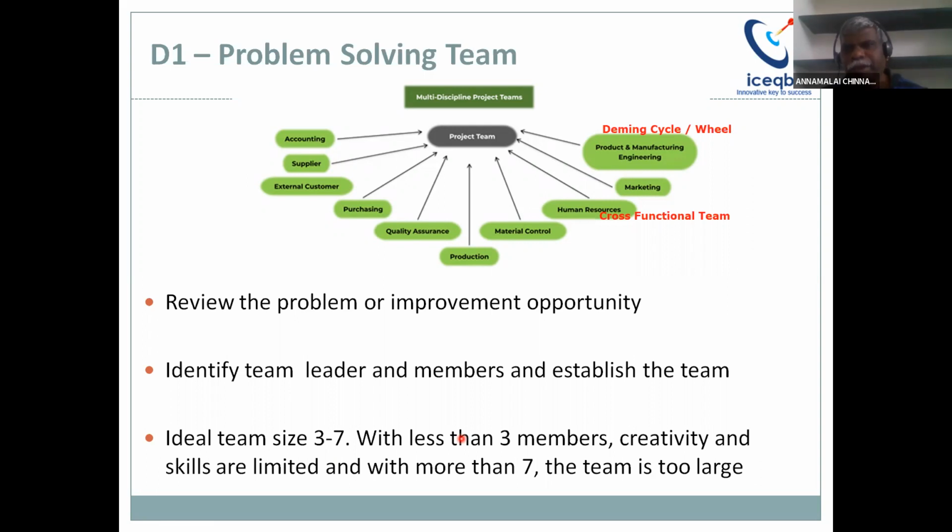And then there will be a shortage of ideas, and you will not be able to come out with an effective analysis of the root cause or an effective solution. So that is why fewer than 3 members is not advisable. At the same time, more than 7 members is also not advisable, because the team size is very large, and managing that particular team may become a problematic area. So the ideal team size can be from 3 to 7.